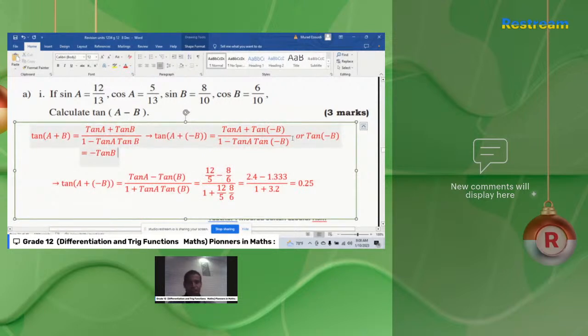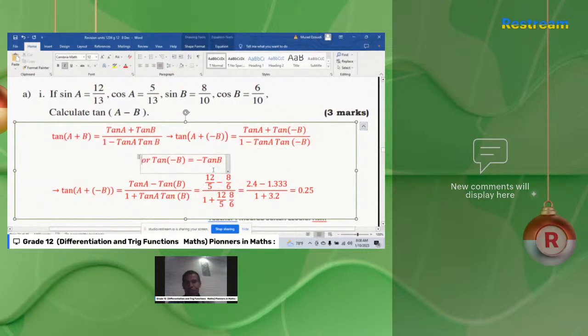The tangent of minus b is equal to negative tangent of b, because tangent is not an even function. We write it as sine of minus b over cosine of minus b. Sine of minus b is minus sine of b. Cosine of minus b is cosine of b. So it will be minus sine of the angle B over cosine of the angle B, which is minus tangent of B.